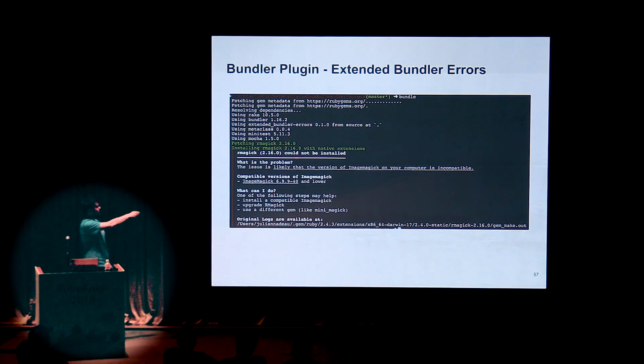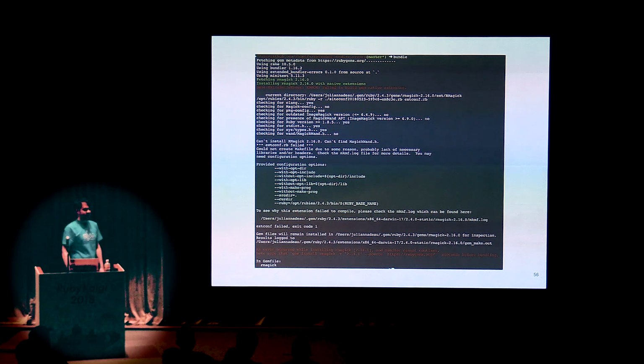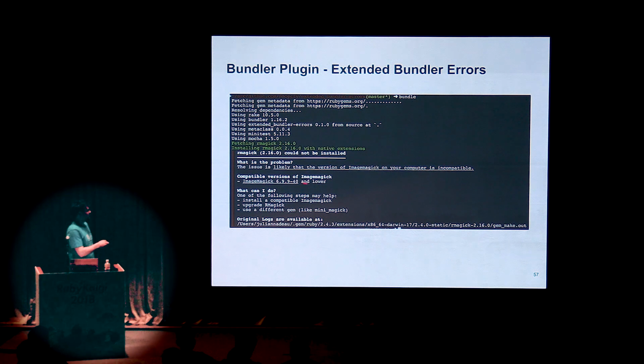Big, bold, underlined thing. We could not install this gem. Bold, what is the problem? The issue is likely that the version of ImageMagick on your computer is incompatible, which is a lot more understandable than can't find magic1.h in the middle of a bunch of weird words. Compatible versions is this. Bold, what can I do? Here are steps that may help. Install a compatible ImageMagick, upgrade RMagick, use a different gem, and here are the original logs. By highlighting these in education principles, you can call it out very well. And this is actually going to be hopefully available publicly for everybody to use.